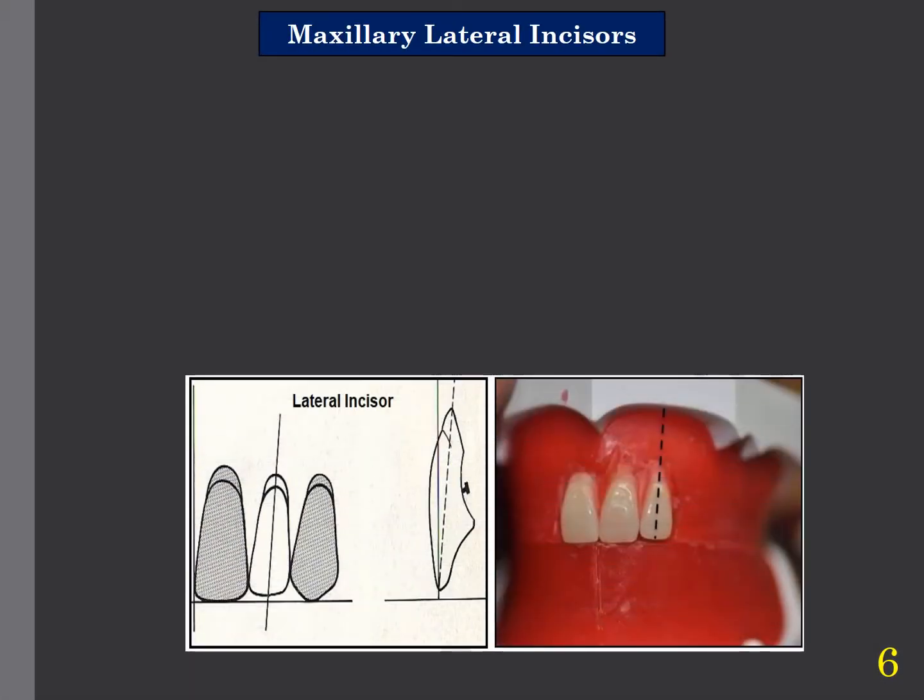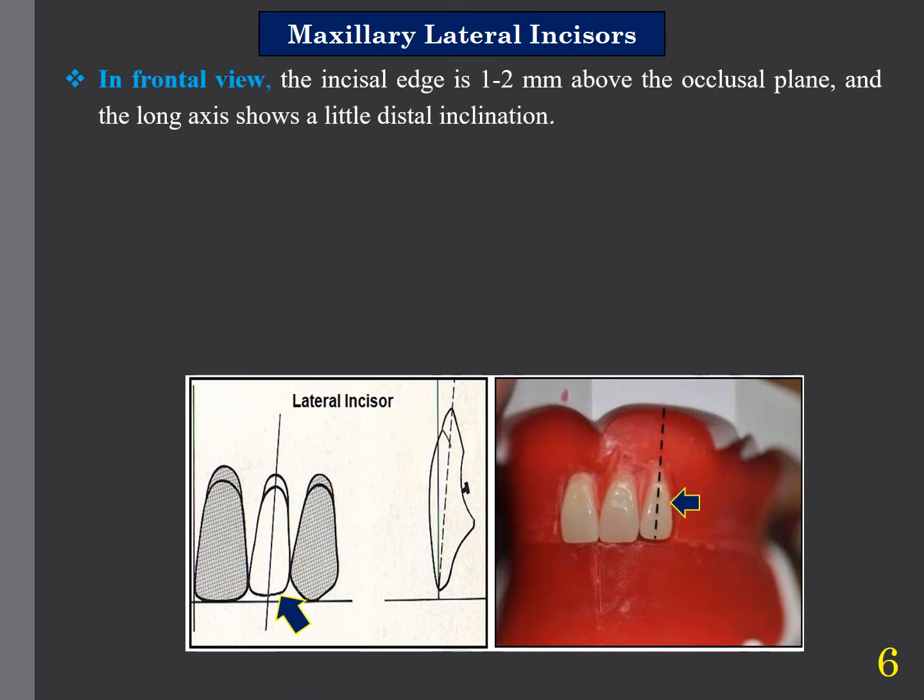The second tooth is the maxillary lateral incisor. In a frontal view, the incisal edge is about 1 to 2 mm above the occlusal plane, and the long axis shows a little distal inclination. That means the lateral incisor is higher than the occlusal plane.